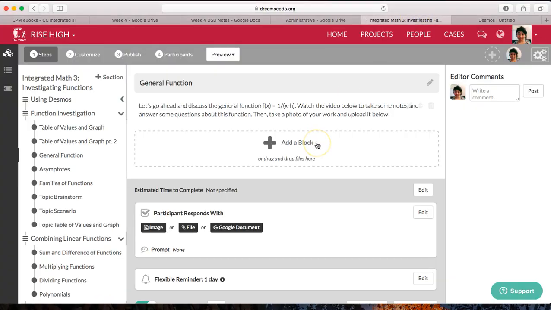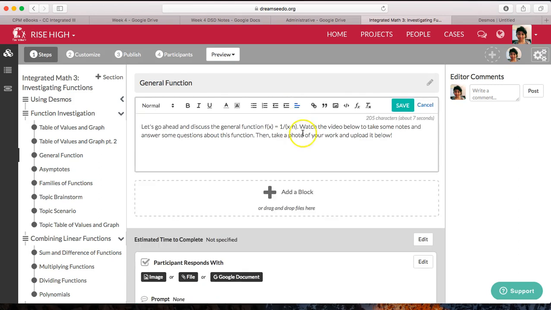All right, so in this part of the challenge, we are going to go ahead and discuss the general function 1 over x minus h. So we did it when h was 7, and we did it when h was 5.